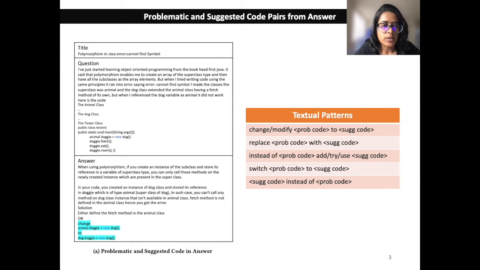We did an empirical study of all the instances in our data set and observed that there are 5 common patterns that could be used towards identifying these problematic and suggested code pairs from answers.